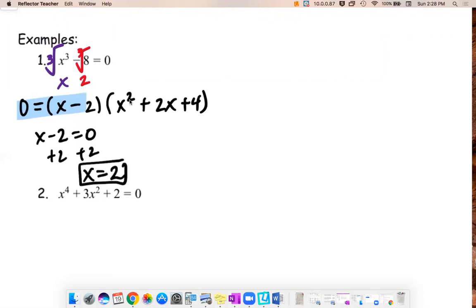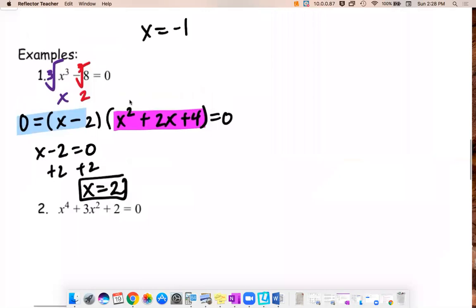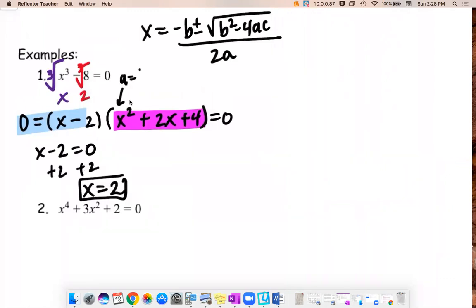Next thing you're going to do is take this equation and set it equal to 0 and solve. Now it doesn't factor, so we have to use the quadratic formula. Let's just remember what that is. x equals negative b plus or minus the square root of b squared minus 4ac all over 2a. You guys are going to be using that a lot, so just make sure you know how to do it. For this problem, our a is going to be 1, our b is going to be 2, and our c is going to be 4.